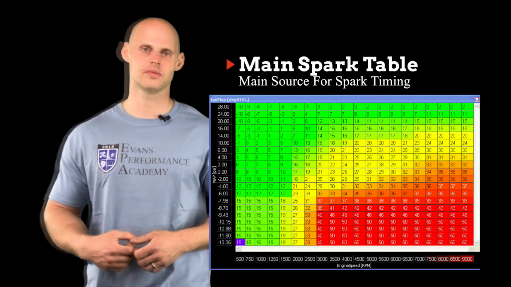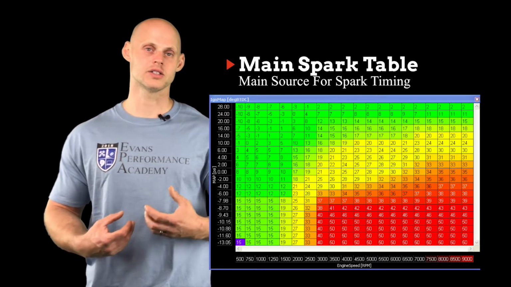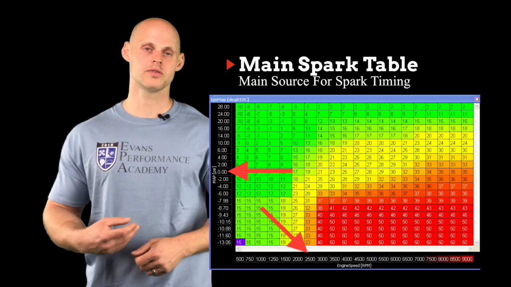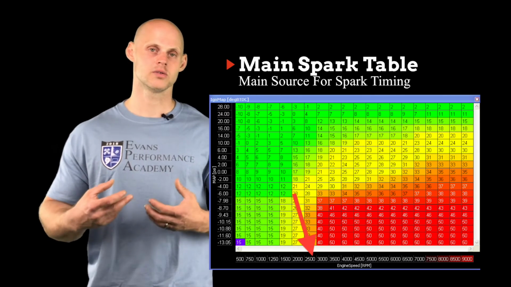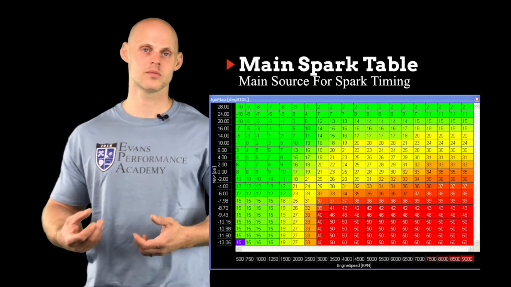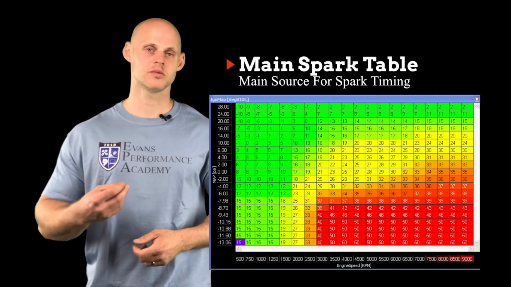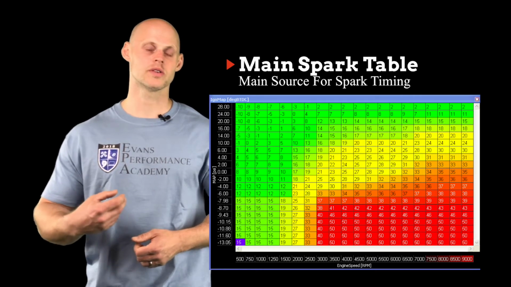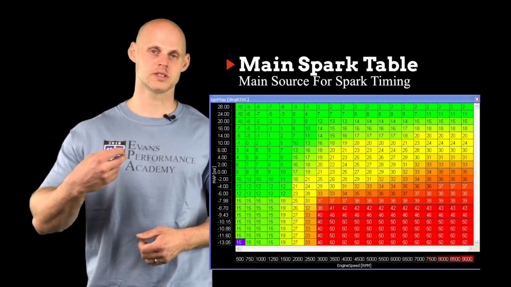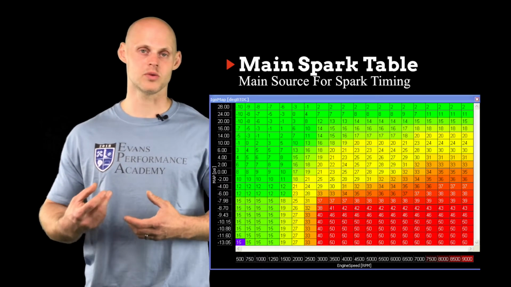Now, if we look at the axes on our table, we're going to see that again, it's engine RPM and engine load. And if we look closer, we can see that we're going to move in small increments of 3 to 500 RPM. We want to make sure that we have the maximum amount of breakpoints that's going to be appropriate for our engine application. We also want to make sure that we have the breakpoints scaled appropriately for the application that we're using the spark timing table on.